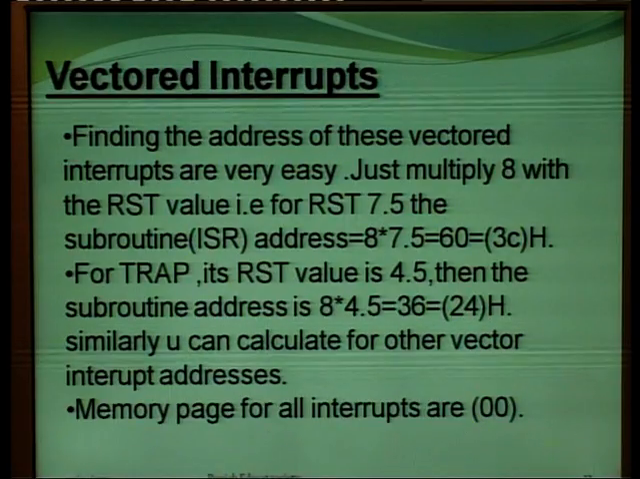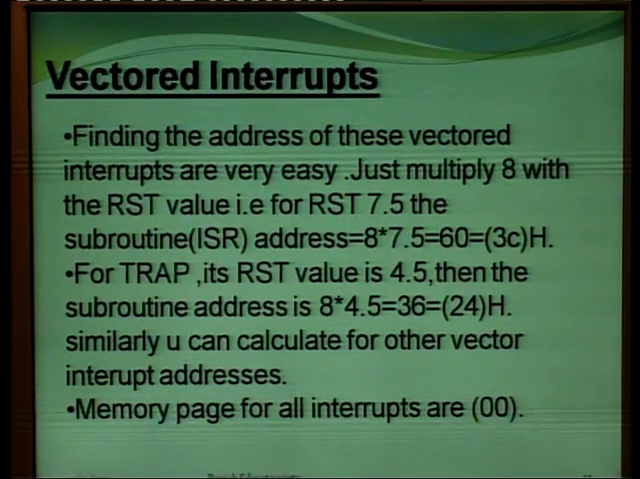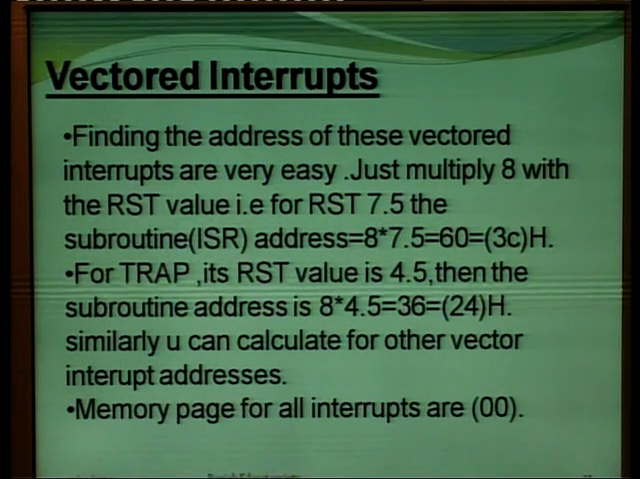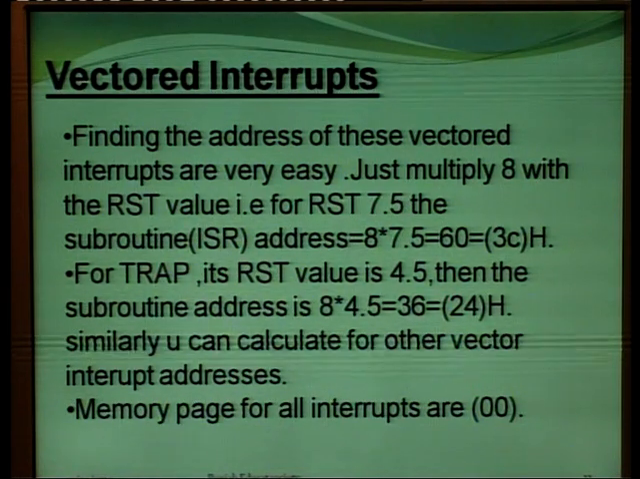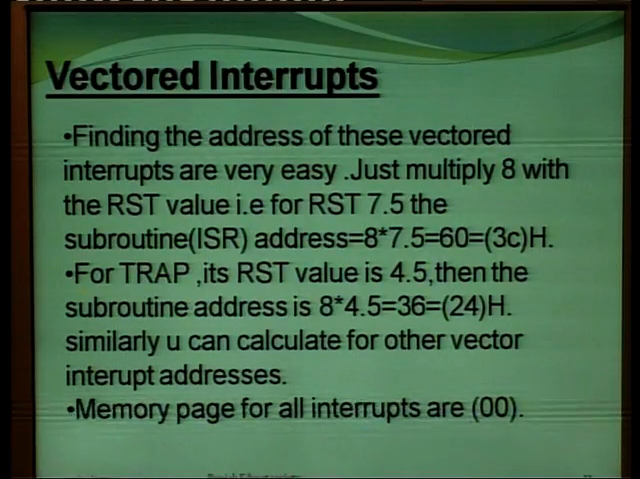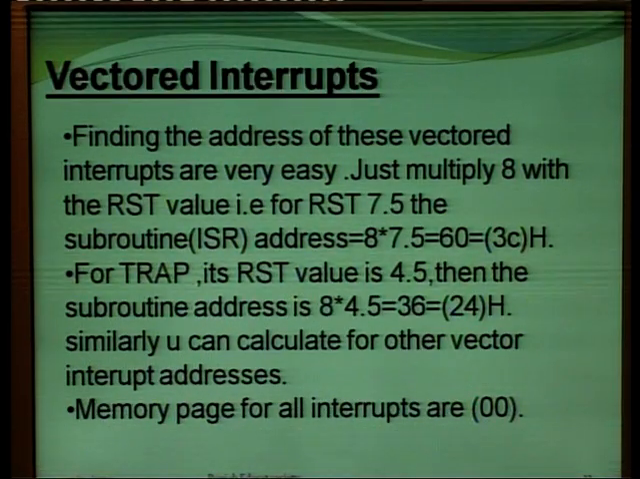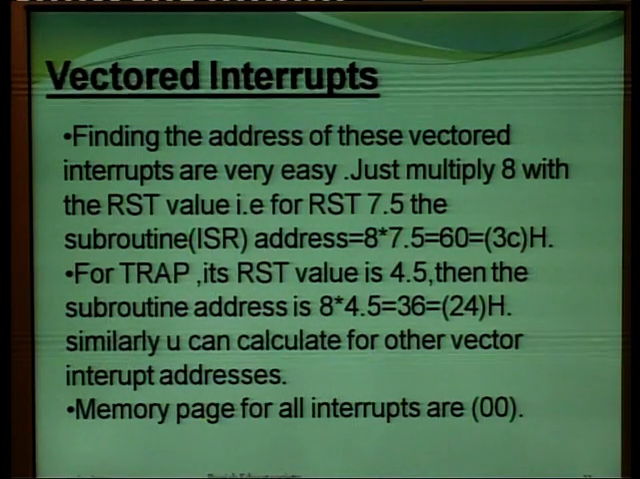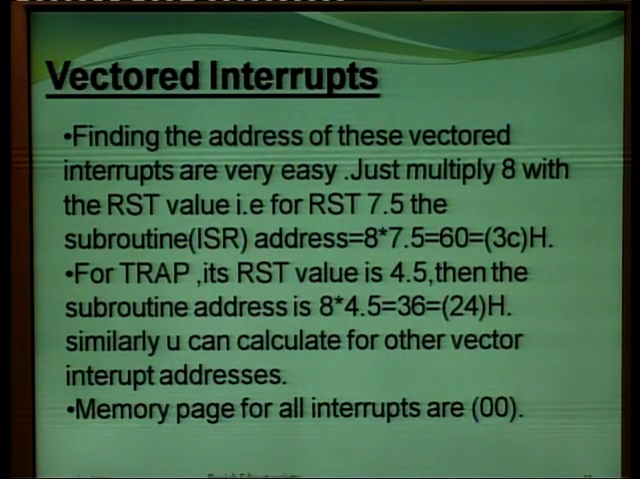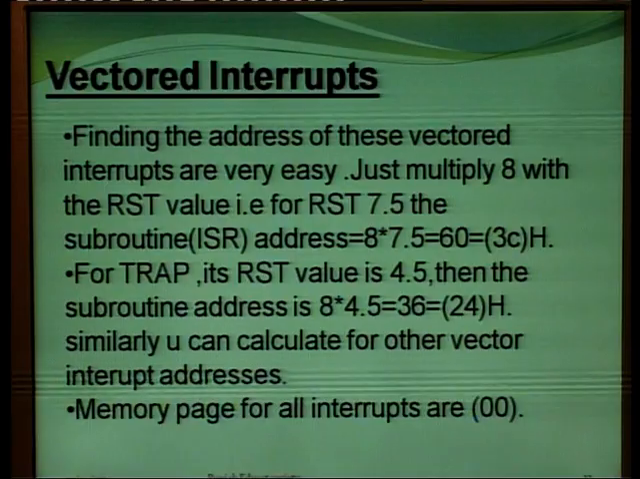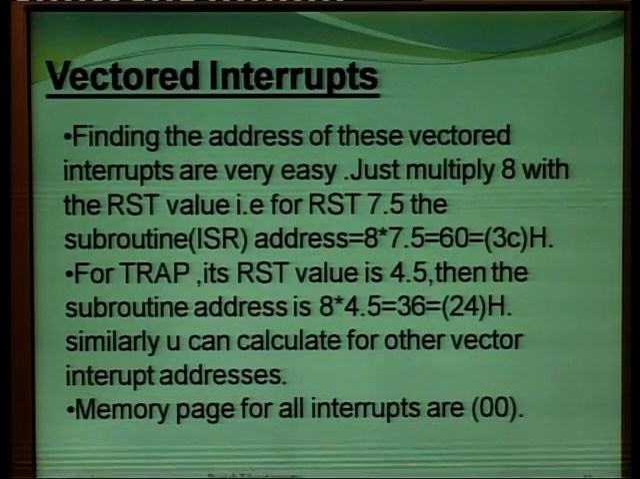The address we have mentioned earlier, that is 0024 or 003C, finding the address of these vector interrupts is very easy. Just multiply 8 with the RST value, RST means restart. For RST 7.5, the ISR subroutine address is found by multiplying 7.5 with 8, we get 60 decimal, convert this into binary and then into hexadecimal, we get 003C.